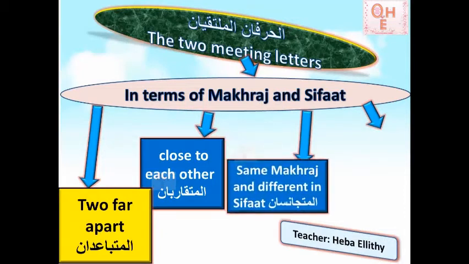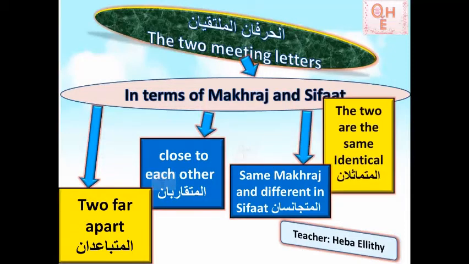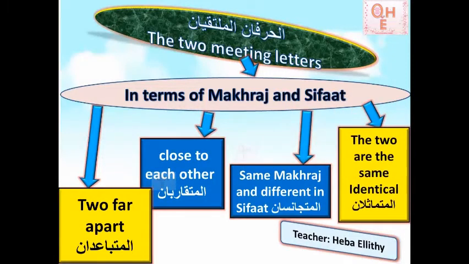And we have same makhraj but different in Sifaat, and we call it Al-Moutaganisan. And the last kind here, the two are the same, identical exactly, we call it Al-Mutamathelan. And we finished the part of Al-Mutamathelan completely with all the cases in the last videos. You can go back for it inshallah and watch it to understand it.